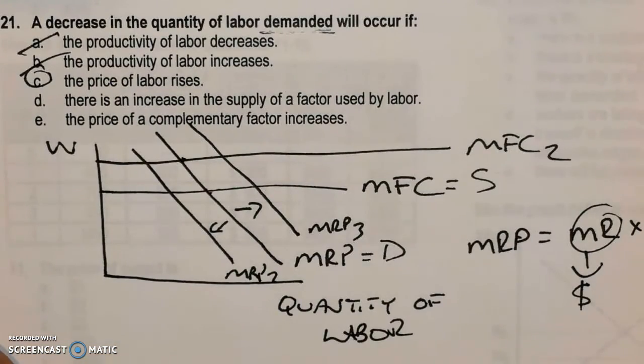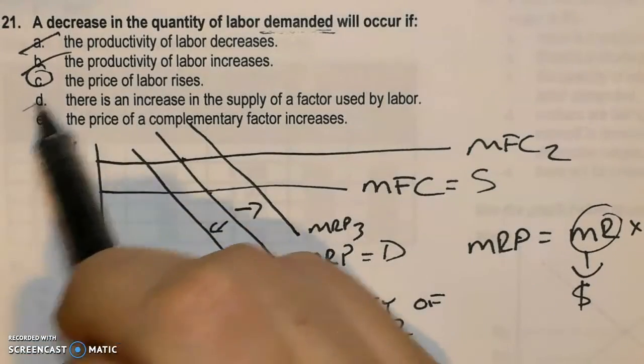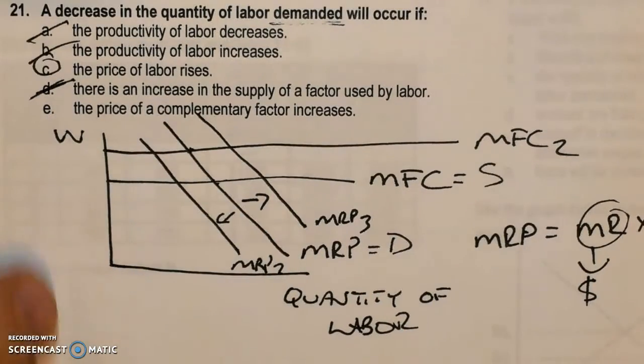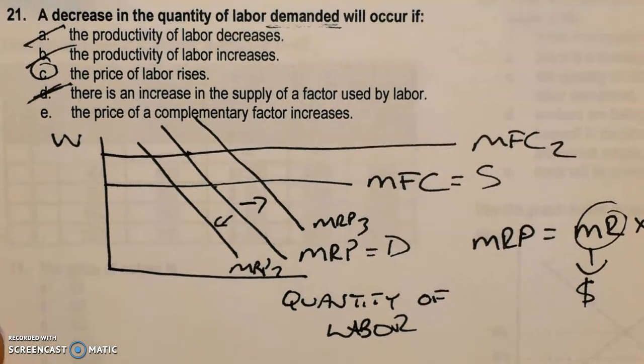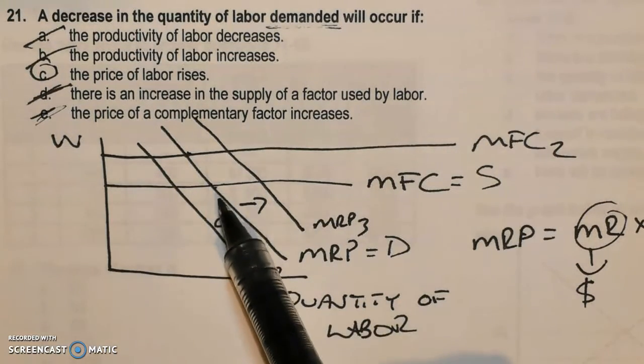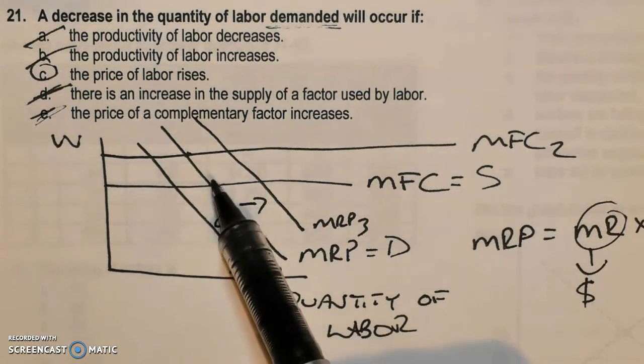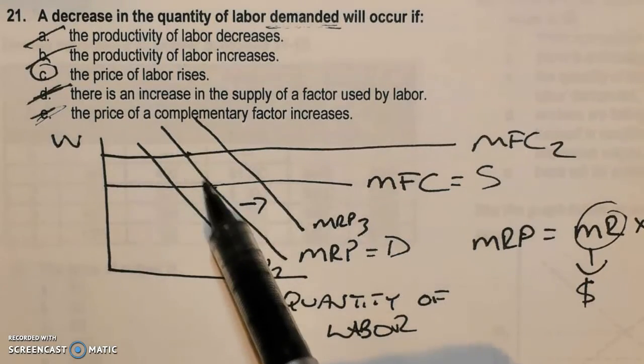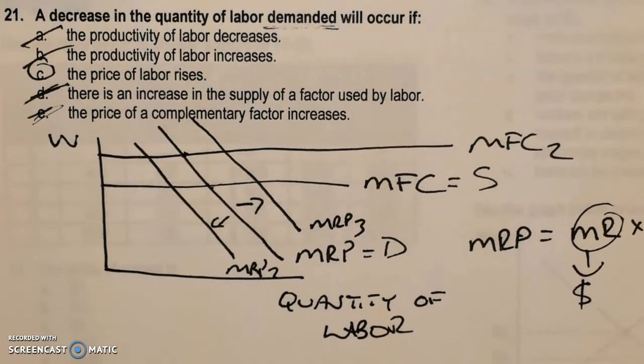Alright, there's an increase in the supply of a factor used by labor. That sounds like an input price, but it really isn't talking about the demand for labor as it is derived demand. The price of a complementary factor increases is a concept we'll be getting to at a later problem set. But the short version is that the price of labor, if it rises, then it has a higher MFC, which leads to a movement on the MRP curve, which is what they are asking about.